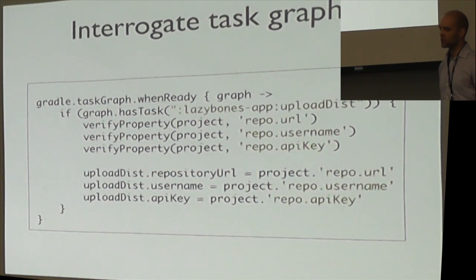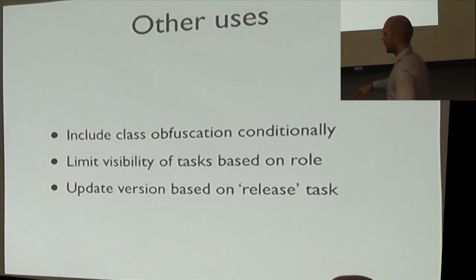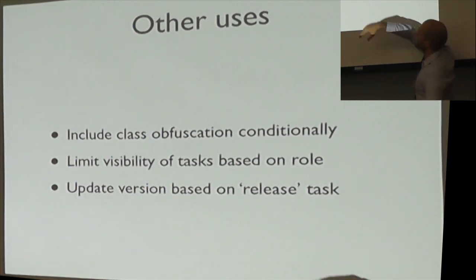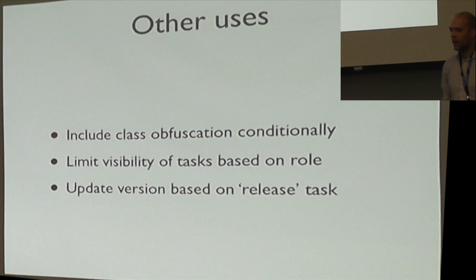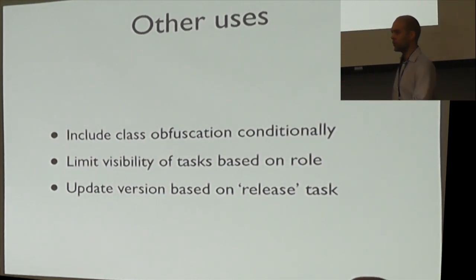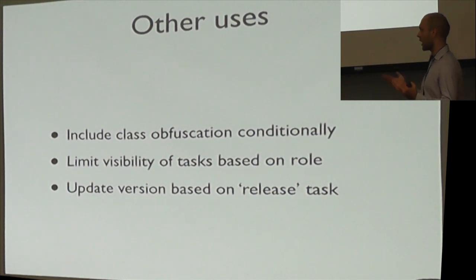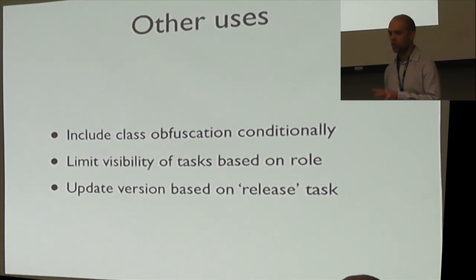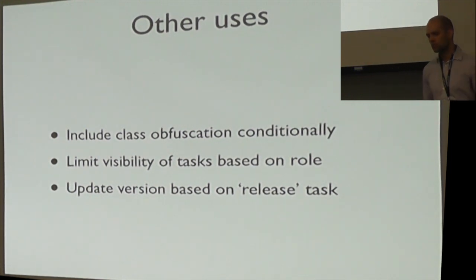You can also conditionally, these are other examples, include class obfuscation conditionally. You can make sure that publish is only available if you have the right role. You can hook into an LDAP server, perhaps, that kind of thing. So all sorts of options there.